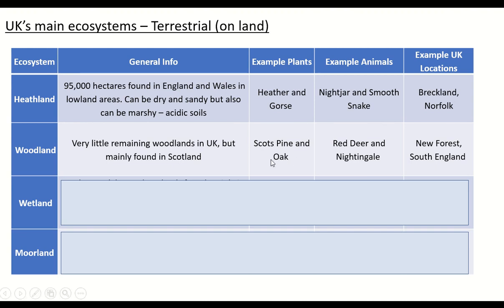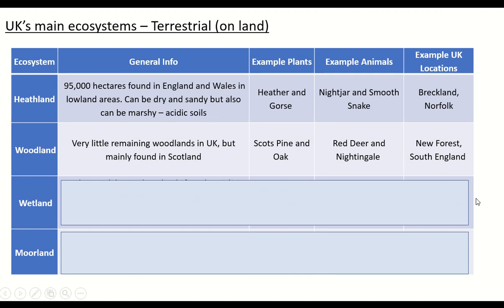Oak is one classic example of a deciduous tree, but if you go to Scotland, they naturally had things like Scots pine growing. Example animals: red deer, nightingale, any species really. If you've ever been for a walk in the woods and seen these, they are good examples to use. And one example we use, and I've highlighted this one because it's our case study later, is the New Forest, which is in the south of England.